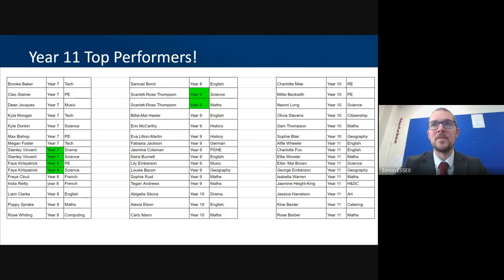These are students who've done something amazing, and I'm going to be writing to each of these to explain a little bit more detail about why you were nominated by your teachers. But I particularly like to draw your attention to the 3 names that have the green highlighting. So in year 7, we've got Stanley Vincent and Faye Kirkpatrick, and in year 8, Scarlett Rose Thompson.